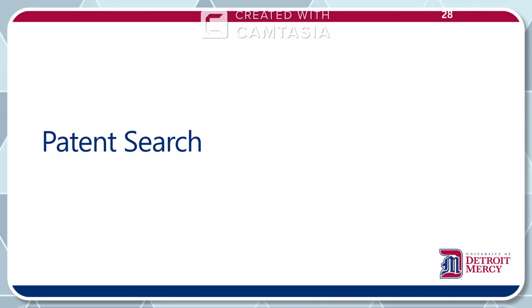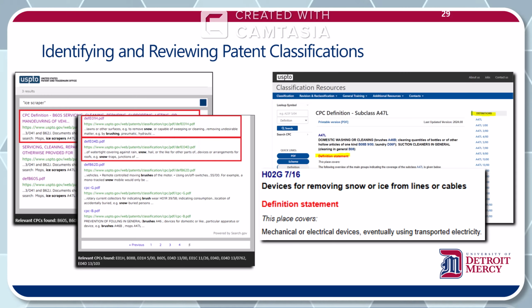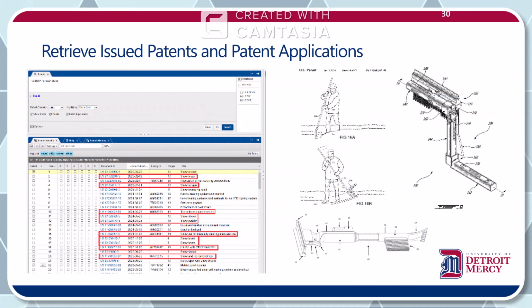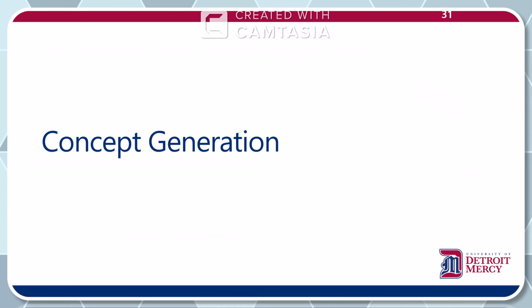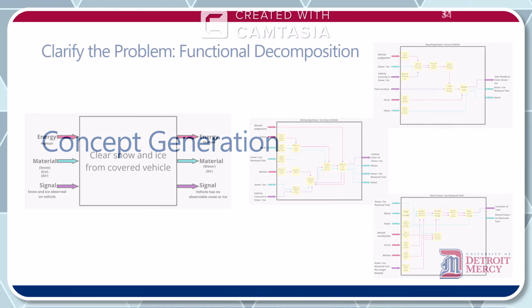Next, the team researched what potential products were already patented. This was done through the U.S. Patent Office's website. Initially relevant patent classification definitions were found, which then aided in the retrieval of issued patents and patent applications. It was now time to generate concepts as part of concept development.